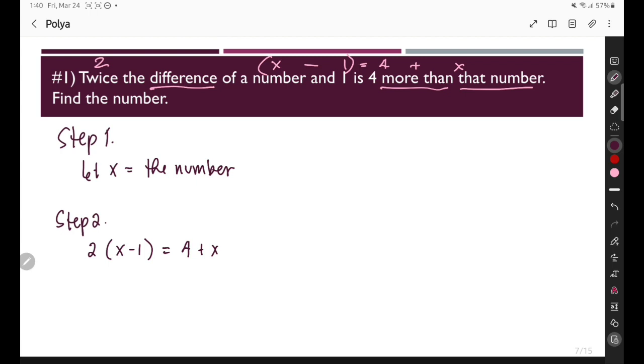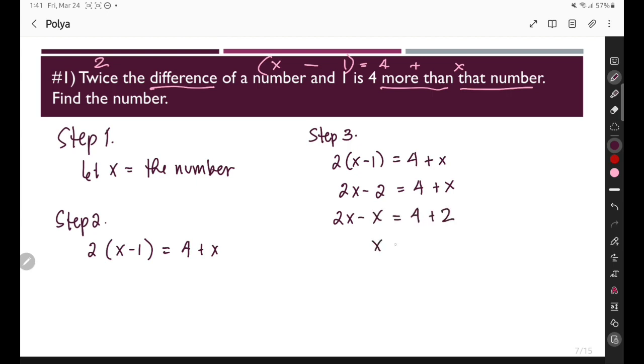Then for step 3, we're going to carry out the plan. We're going to solve the equation. So we have 2 times x minus 1 equals 4 plus x. Distribute 2, you have 2x minus 2 equals 4 plus x, and then group them. So you have 2x minus x equals 4 plus 2. So you have x is equal to 6.